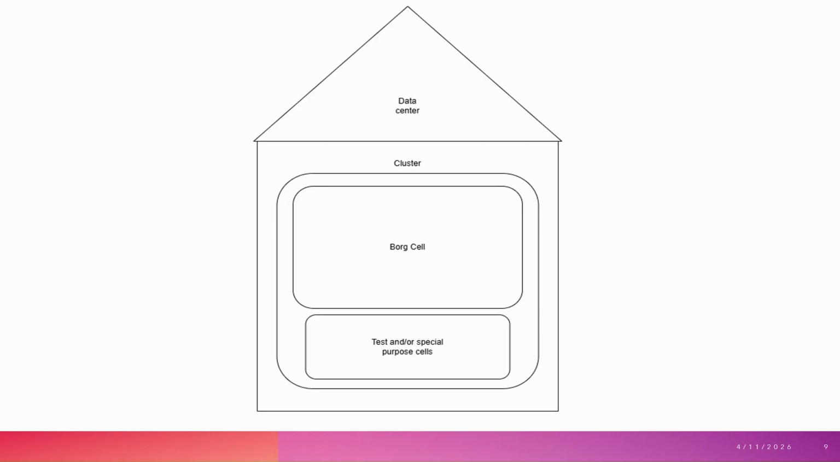Here's a simple diagram I made of what a cluster looks like, just so you can better understand how it works. We have a data center, and within that data center we have the cluster, which we know is a group of machines that can work together. Hosted on this cluster, we have one big Borg cell, and then we have smaller tests and/or special purpose cells.